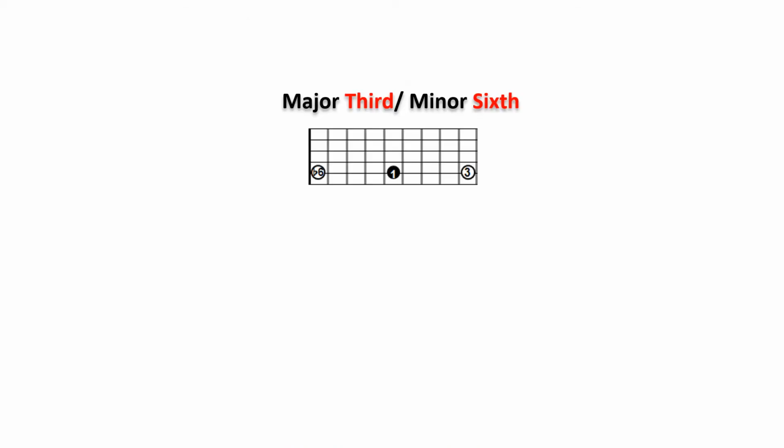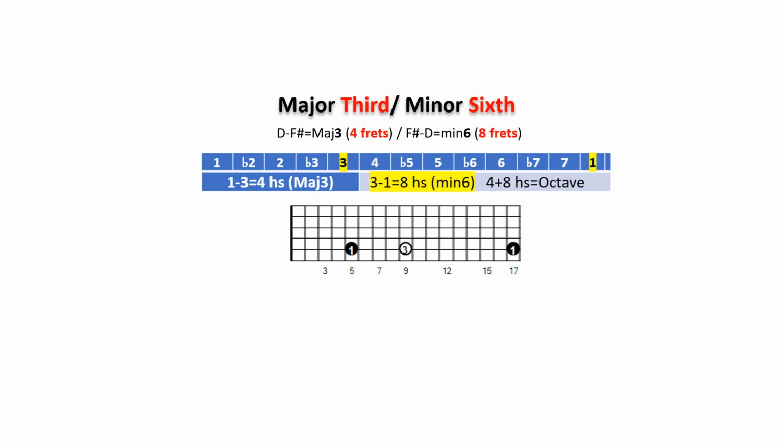The next important inversion is that of the third and sixth intervals. A minor sixth is an inversion of a major third. You can see below that 3 is 4 half steps up from the root, and flat 6 is 4 half steps down from the root. With root 1 an octave higher on the 17th fret, we can identify 3 to 1 as a minor sixth inversion of 1 to 3, a major third interval.